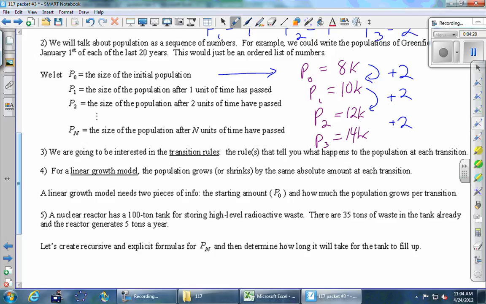So let's talk about that particular kind of thing. This kind of growth where it's up by the same amount every year, like up 2 every year, is called linear. It's a linear growth model. And we'll go to number 4 for Alex. Or we'll go to Jocelyn while Alex finds this. Page 9, number 4.